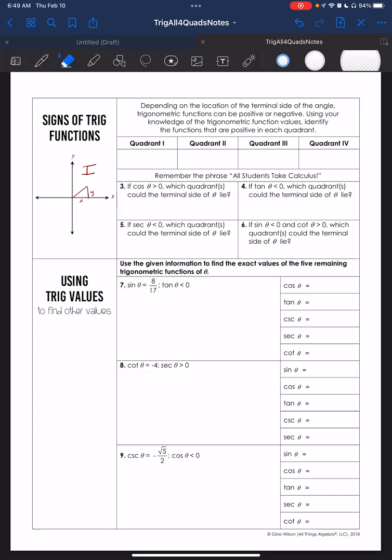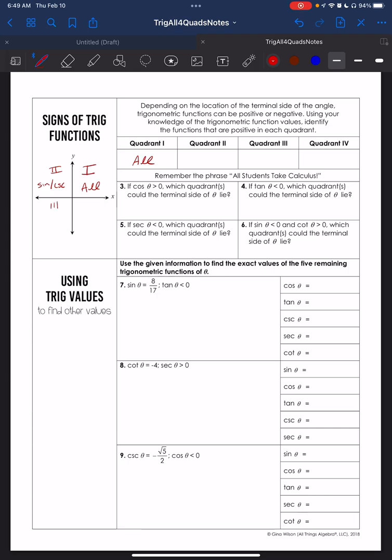That means that in quadrant 1, all your trig functions are positive. Sine, cosine, cotangent, all of them. So all are positive in quadrant 1. In quadrant 2, you have a negative x but a positive y. So that means that only sine and cosecant are positive, because they're the only ones that use the positive y coordinate and the positive hypotenuse.